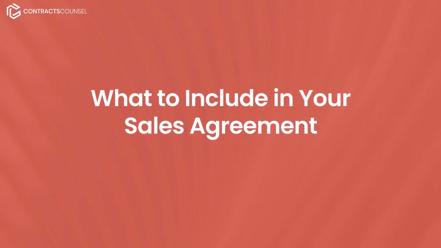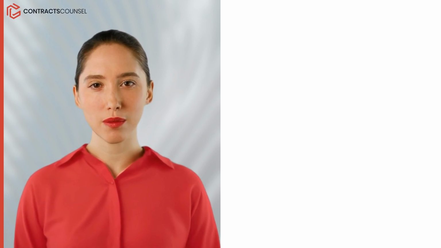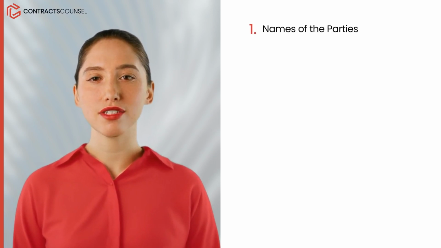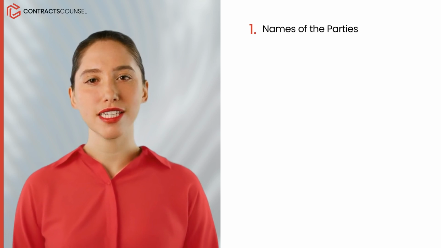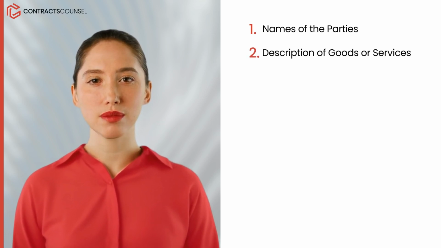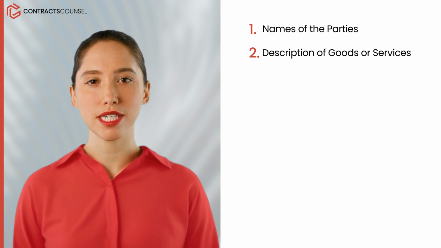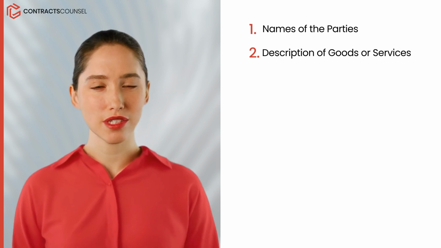What to include in your sales agreement? There are common terms used in sales agreements. Here are some you will find and want to use. 1. Names of the parties. The agreement includes the legal names of the buyer and the seller. 2. Description of goods or services. This section specifies the goods or services being sold, including detailed descriptions.